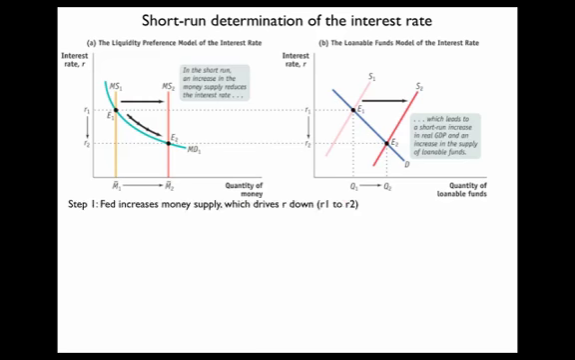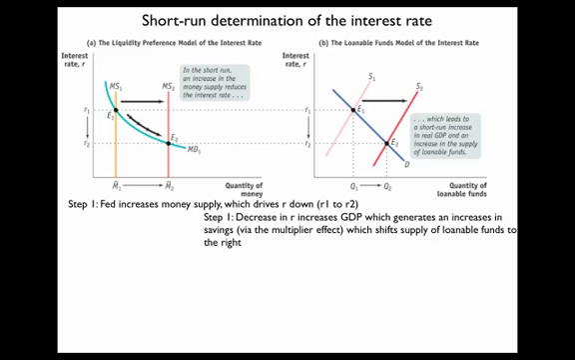So step one, the Fed increases the money supply, which drives R down from R1 to R2 on the left. The decrease in the interest rate increases GDP, and we know that because as the interest rate goes down, there will be a greater demand for loanable funds. Those funds will be loaned out, will generate more projects and generate more GDP.